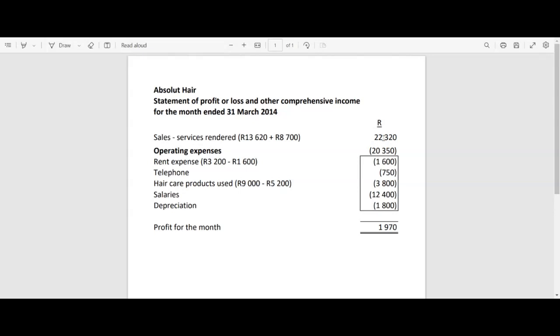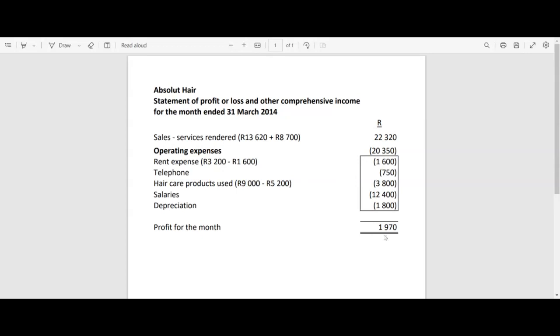We deduct that from our income coming from our services rendered, and that gives us a profit for the month of 1,970 rands. Right, so that is simply how we draw up our statement of profit or loss. Now we've converted, what have we done? We've converted the transaction data that we had into information.